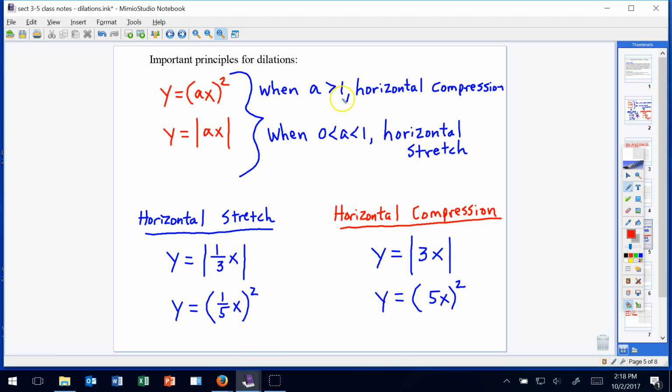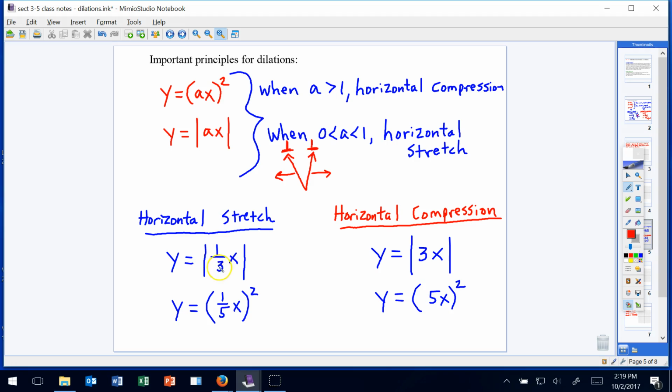Really, you can think of horizontal compression as vertical stretch. And you can think of horizontal stretch as vertical compression. In other words, if I take the parent V shape and I stretch it this way, which is what this means, stretch it horizontally, that's really another way of explaining what we did earlier with pressing down vertically, compression. So it's just another way of writing it.